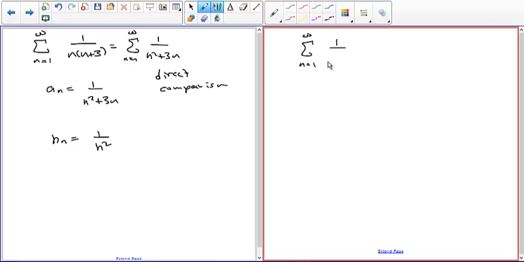One over n to the 1.04. Okay, so Jacob, what kind of series is that? P-series. And what's the convergence criteria for a P-series? So if P is greater than 1, it converges. Yeah, so that one's pretty simple.